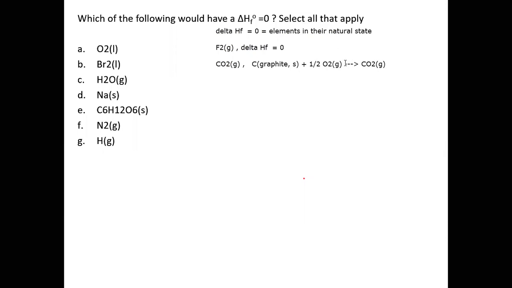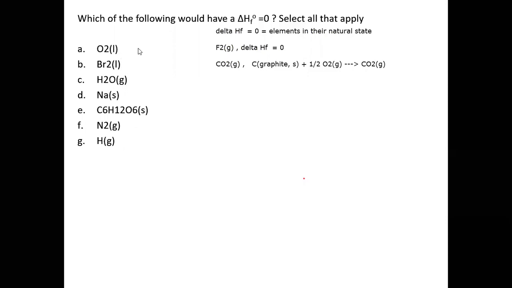So again, elements in their standard states have a heat of formation of 0. Therefore, when you measure the heat absorbed or released in this reaction, it comes strictly from the formation of the product, because the reactants have a heat of formation of 0. So whatever is measured in this reaction is the heat of formation of CO2. That's how they determine the heats of formation: they start from the elements and determine how much heat is absorbed or released for 1 mole of product. This is what they call a heat of formation reaction.